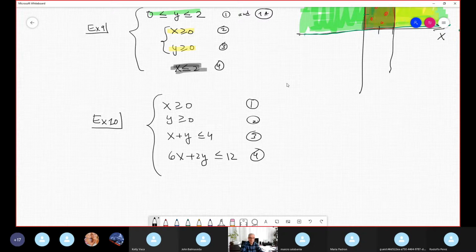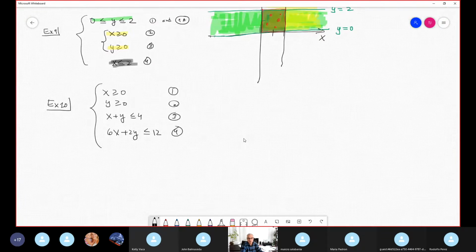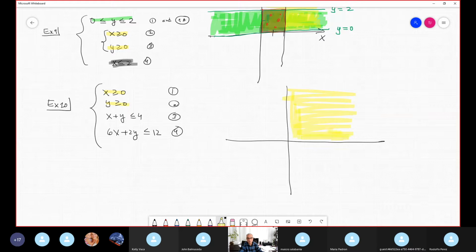Okay, let me try to do my best by hand. First of all, this inequality and this inequality together is the first quadrant. So our region so far is this. No point in the second, the third, and the fourth quadrant. Consider 1 and 2 only.